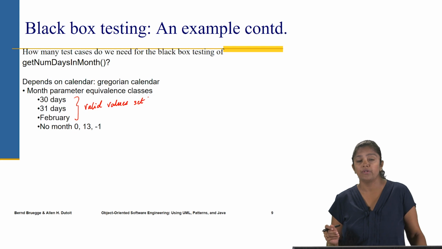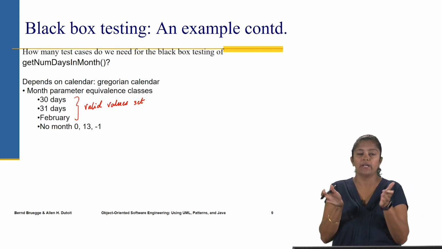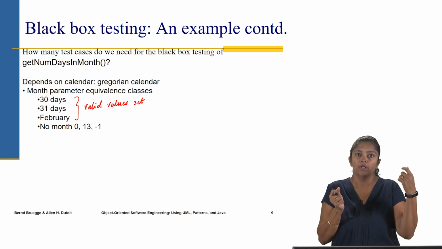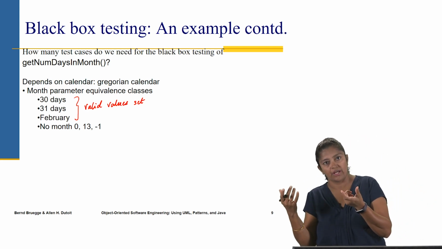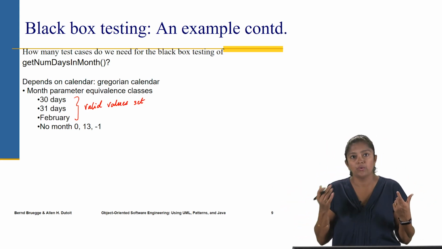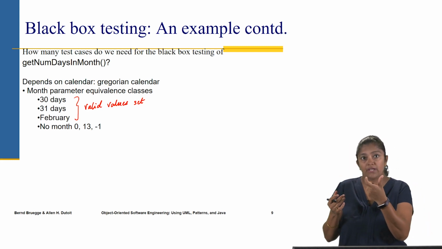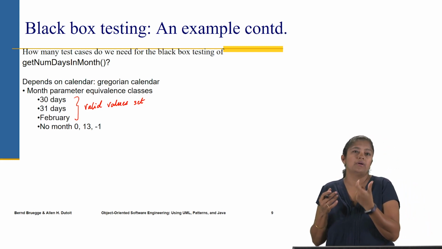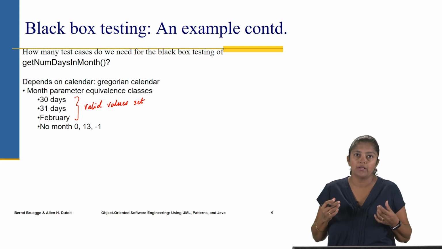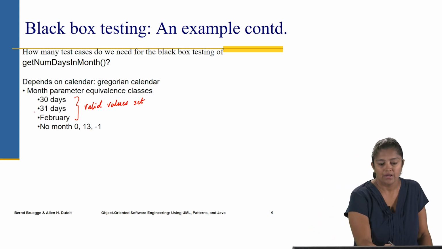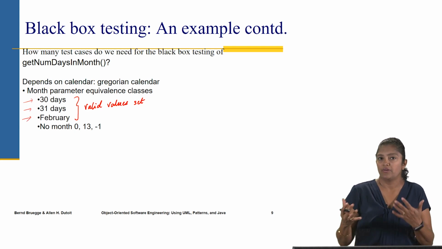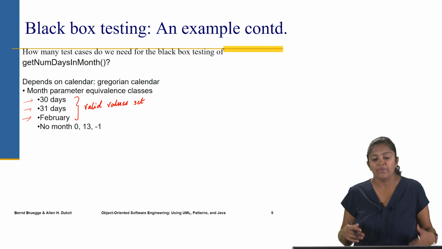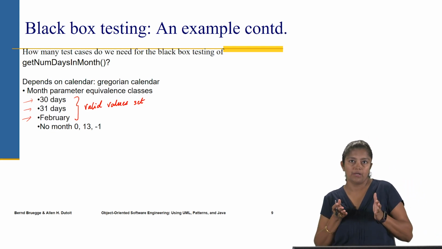Here we are not just blindly applying that it's a range, so we'll test for one value less than the range, one value within the range, and one value greater than the range. We'll still do that, but for within the range we'll have to use some of our domain knowledge about calendars, and that's where this comes in. So we are going to test for the 30 days, 31 days, and February. That's from the valid values set. Then in addition to that, we want to check below the range.